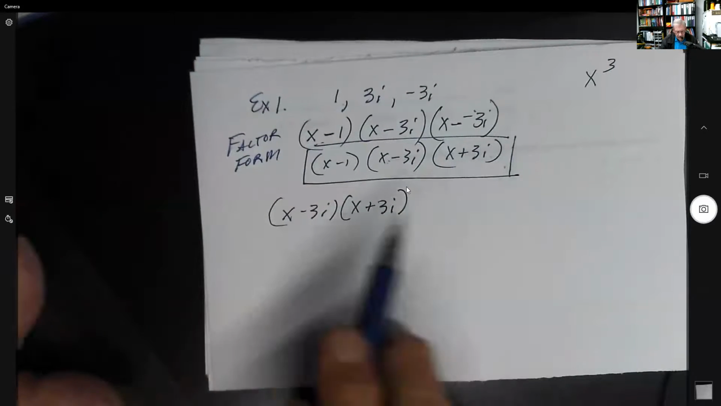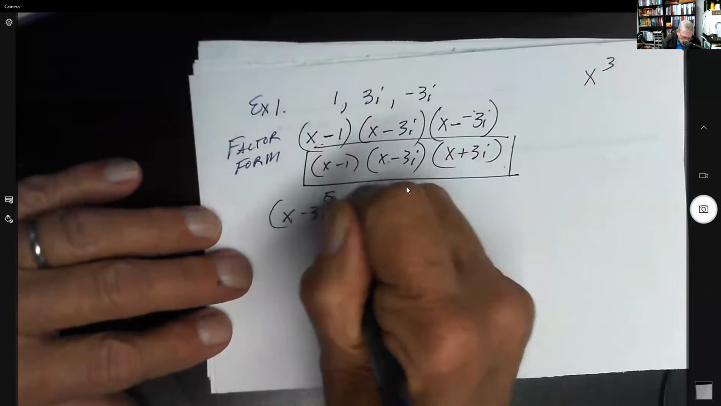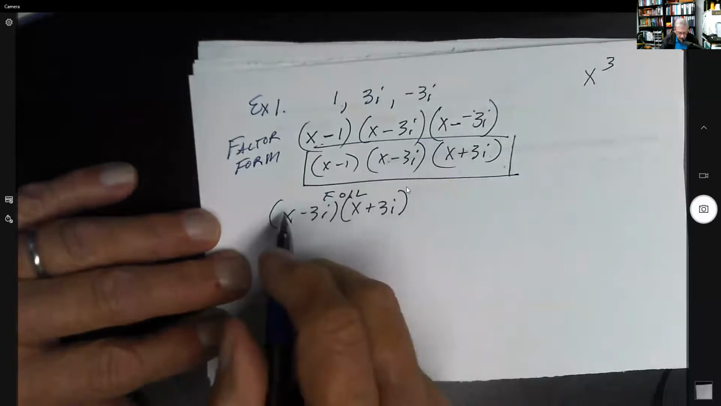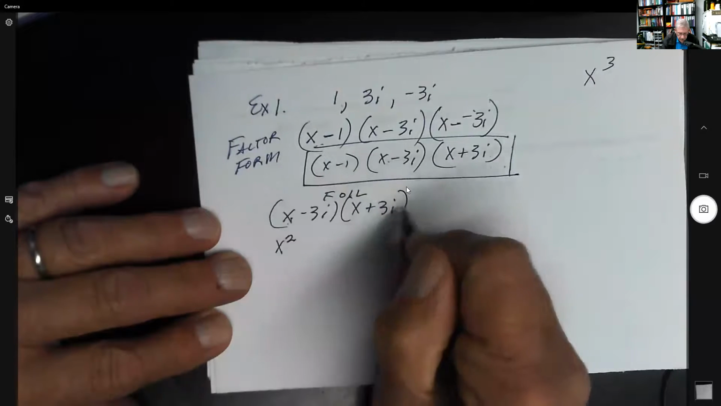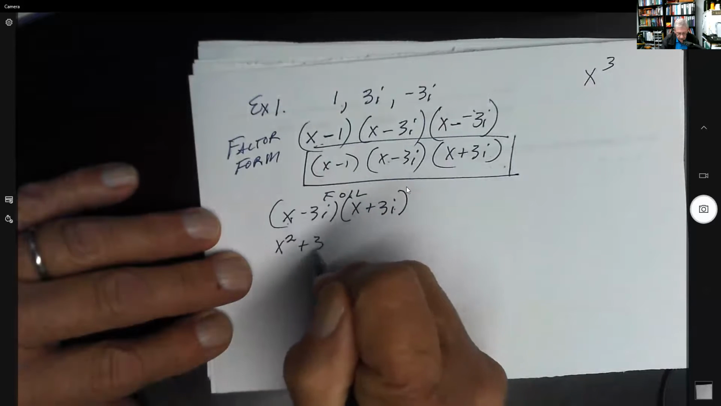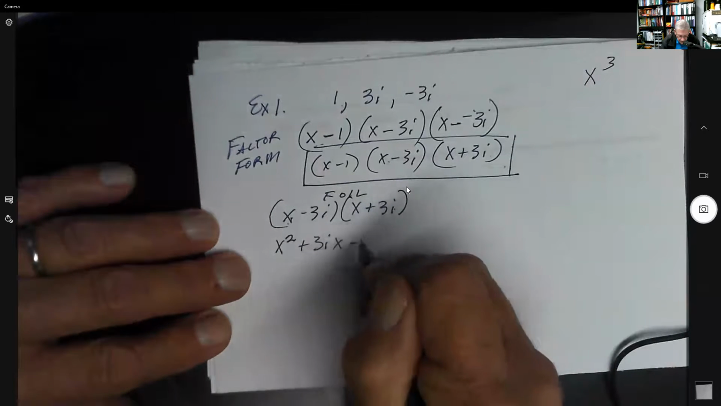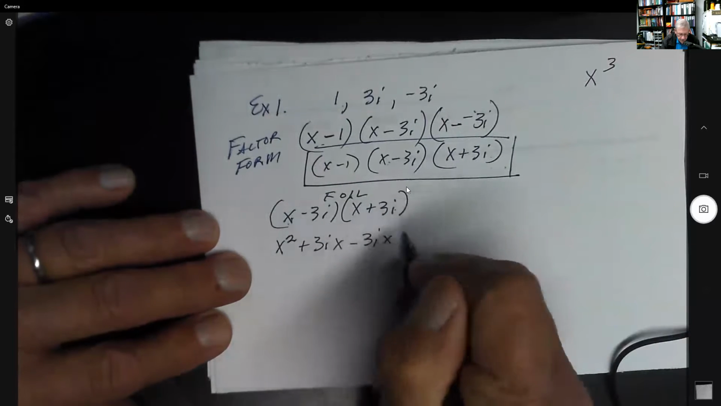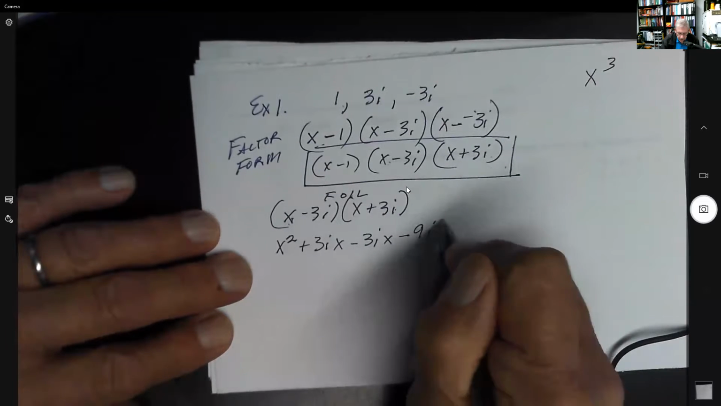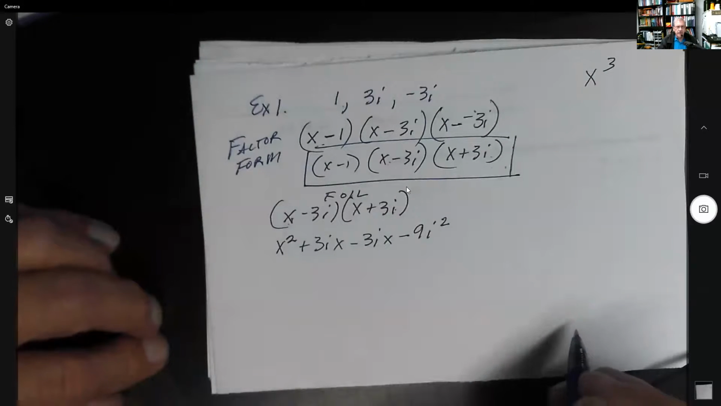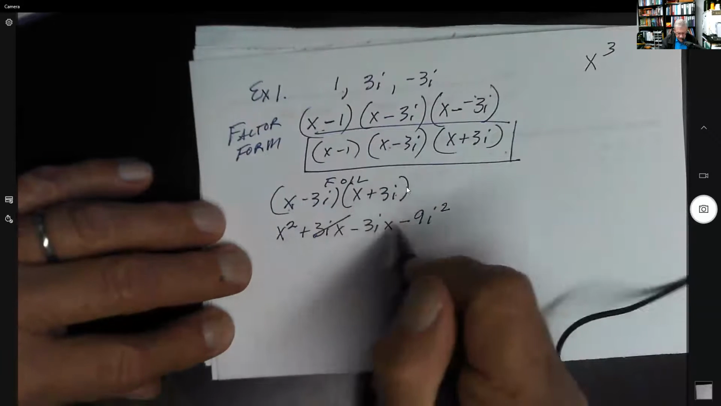And we could do a short FOIL. I'm going to do the whole FOIL on it, but you can use just first and last, but I'll go ahead and do the whole FOIL. x squared plus 3ix, we'll write it like that, minus 3ix, minus 9i squared. i times i. Okay, well, we can see these cancel.